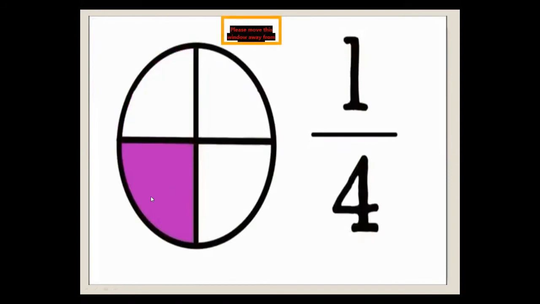We took one part of this circle and we colored it. We colored the 1/4 of the circle. So that's why it is called 1 over 4. A complete circle has four equal parts and we shade one part of the circle. So it is called 1 over 4.